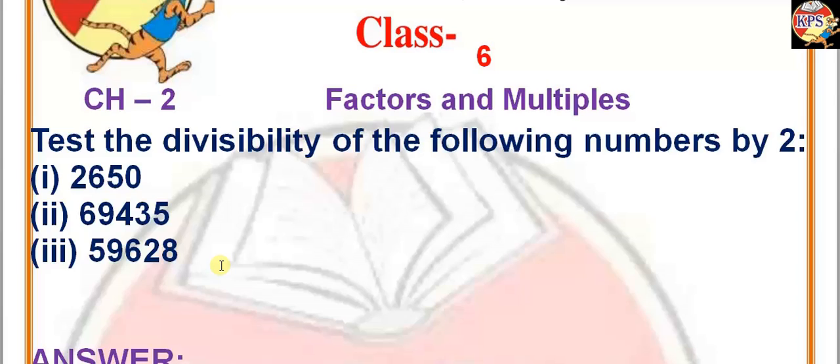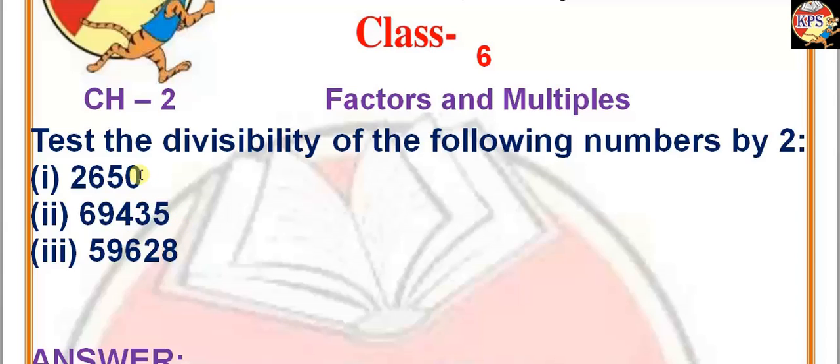I have already told you that if you want to find out which number is divisible by 2 and which number is not, first we have to see that the last digit must be even. If the last digit is an even number, then the whole number is divisible by 2. If the last digit is an odd number, then the whole number cannot be divided by 2.